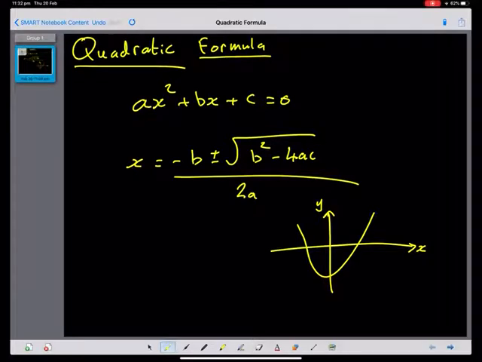Okay, so let's have a quick look at the quadratic formula, how we derive it, how we use it, and what the quadratic formula basically means.